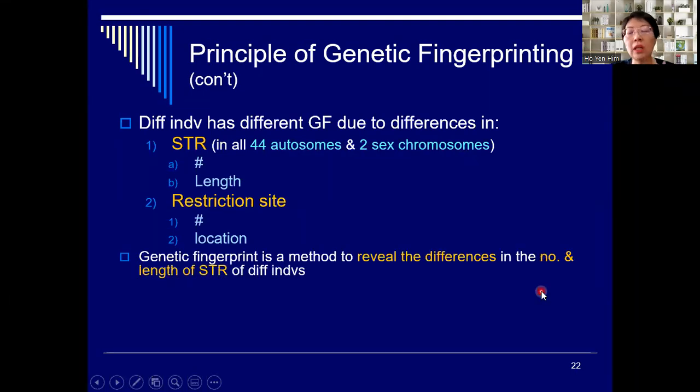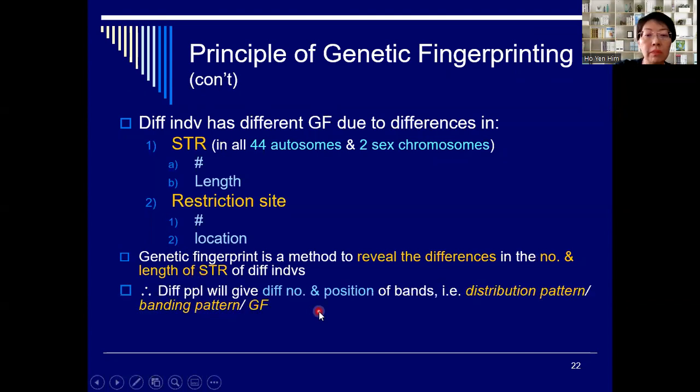Therefore, genetic fingerprinting is basically used to reveal the differences in the number and the length of STR of individuals. Different people will give different numbers and positions of bands. That is, they will give different distribution patterns, banding patterns, or genetic fingerprints.